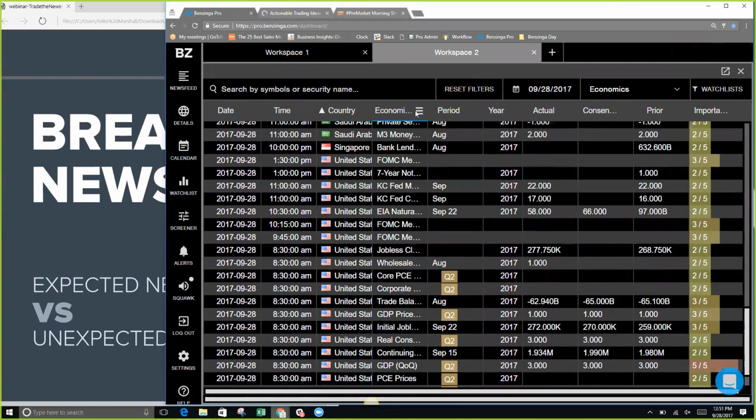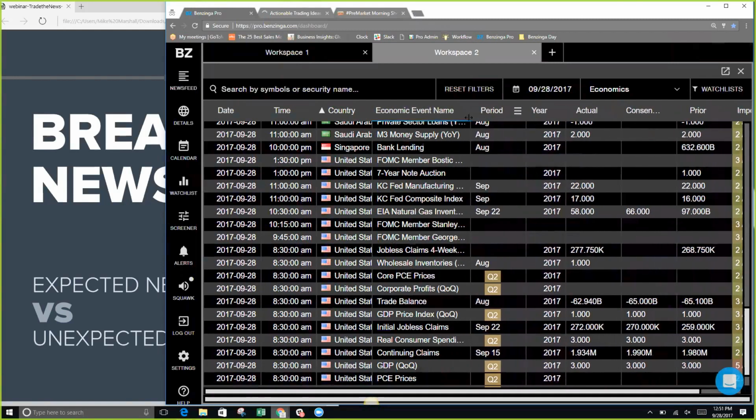And check this out. There were a bunch of data points that came out at 8:30 a.m. Eastern time. I'm looking at the time column. We got our weekly initial jobless claims reading. We got a read on wholesale inventories. Probably the most important data point that we got at 8:30 today was the GDP reading.